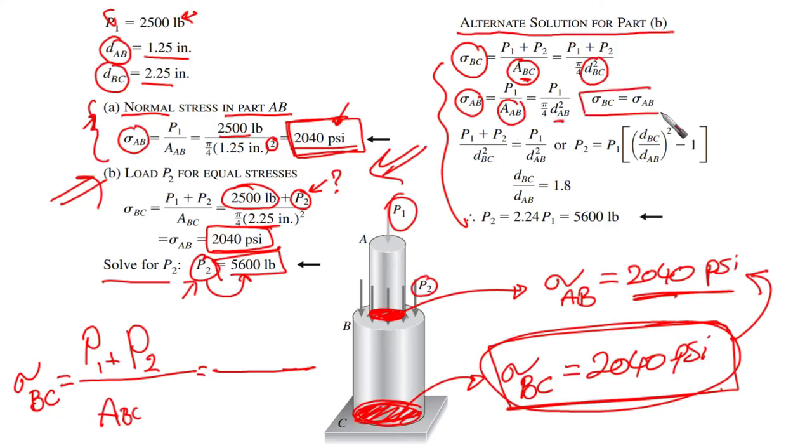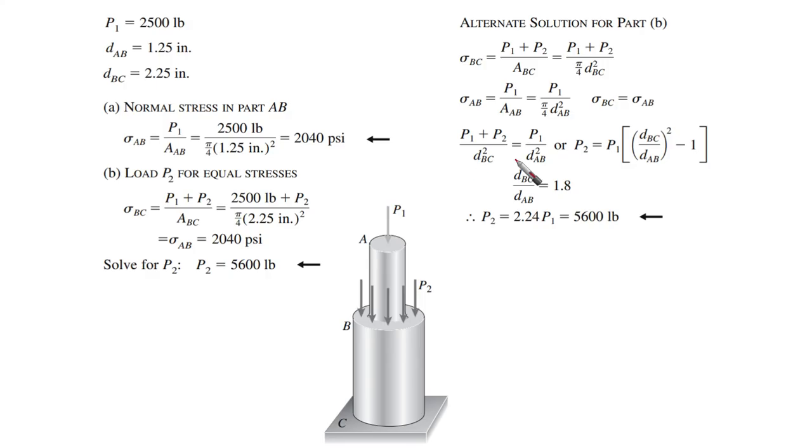And we need both to be equal, so we're going to equate the right-hand sides of the equations. We have P1 plus P2 over d squared BC equals P1 over d squared AB. We already canceled the pi over 4 in each case. Let me clean everything here. Okay, so we have this.